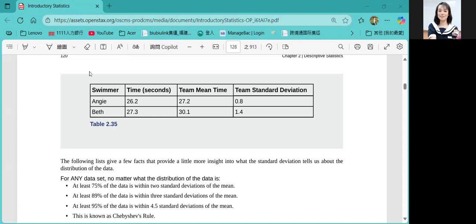Okay, so let's do this one to do standardized. You can see your mean time is 27.2, and Angie's time is less than the mean time, so she performed better. But we still want to know the level of how much better it is. Don't forget it's a swimming time. So below the mean means you perform better, right? It's not like the score, the higher, the better.